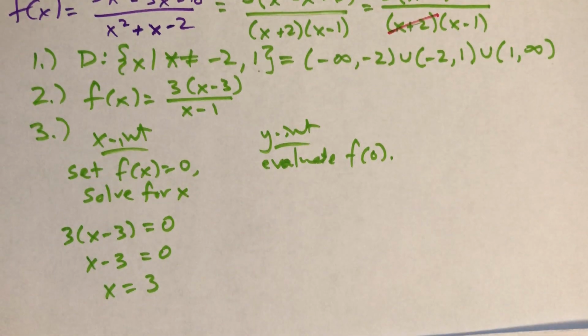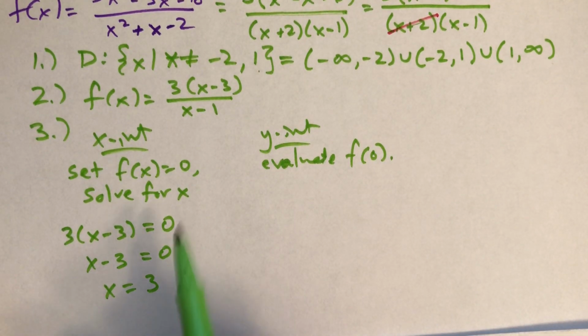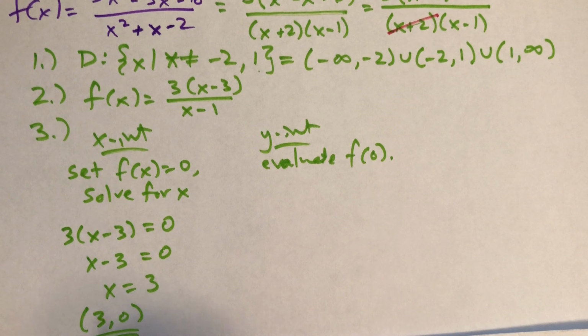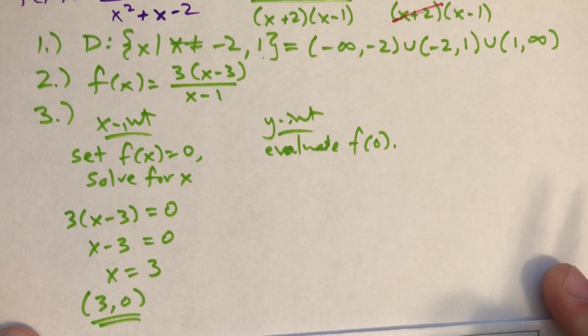So probably a little bit too long of an explanation for what's happening there. We just solved where the function was equal to 0, and we got it. So this is an x-intercept. We can write it as an ordered pair: (3, 0). There you go.